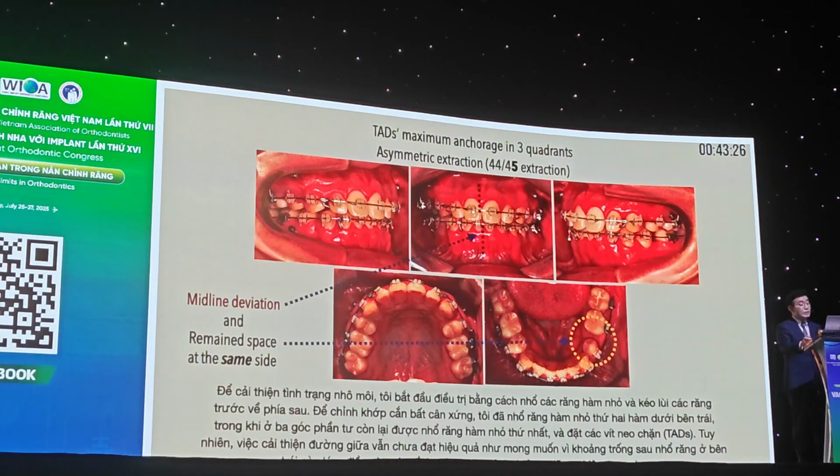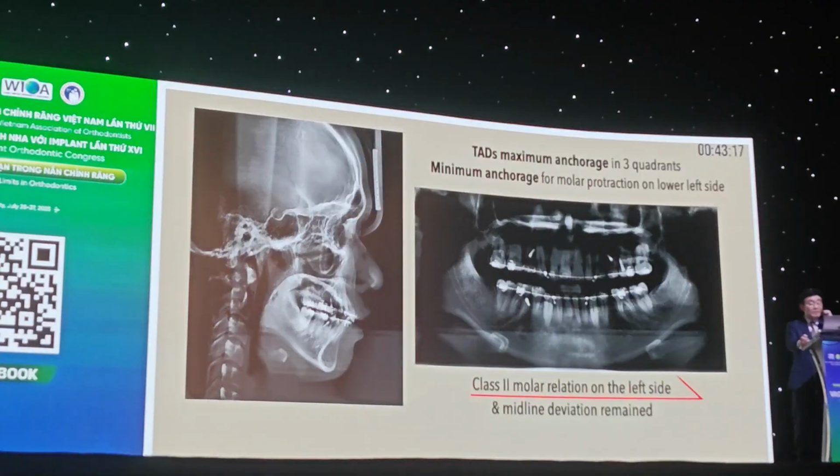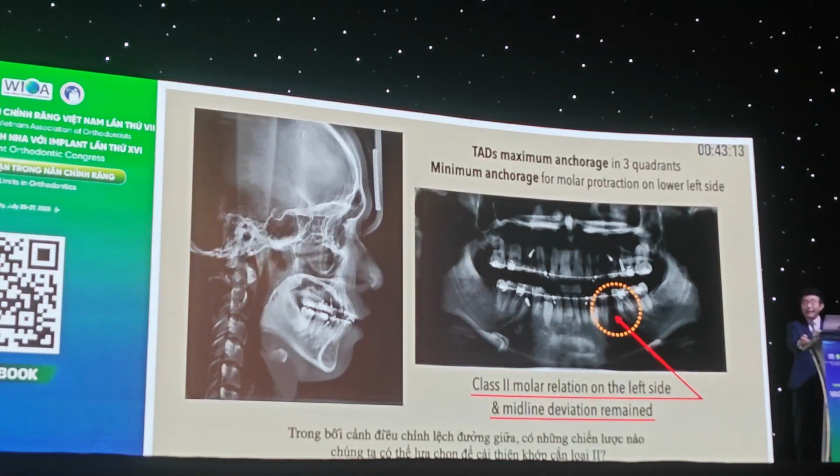As there was a substantial extraction space on the left, which could exacerbate midline deviation. In the context of midline correction, what strategy can we choose to improve the class 2 occlusion of the molars?